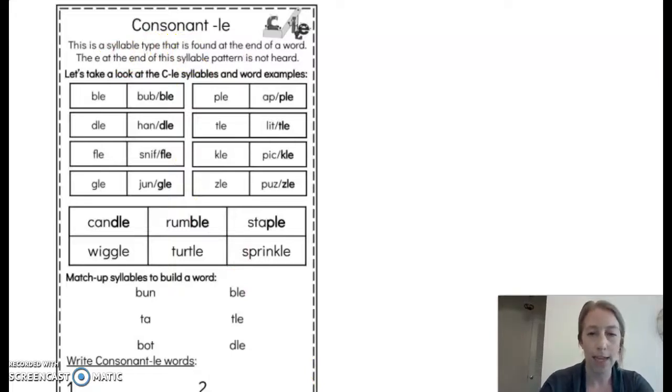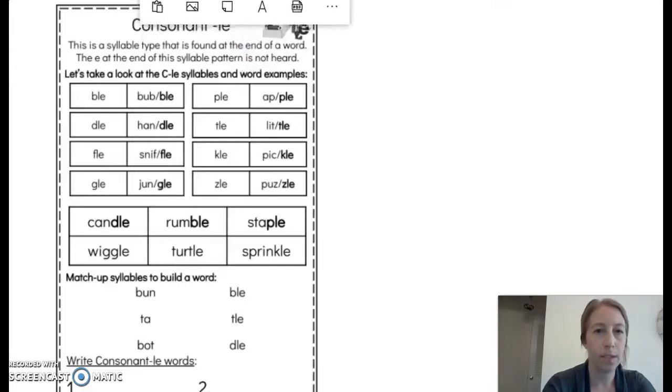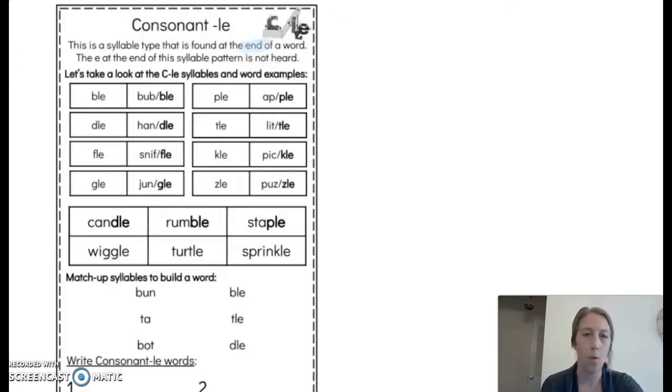I'm going to highlight that. That's important. End of a word. We don't really see this syllable type anywhere else. The E at the end of the syllable pattern is not heard. Okay, so you're not going to really hear it, but when you're writing words, you're going to need to remember that if you're hearing that bull at the end, there's going to be an E that is silent.